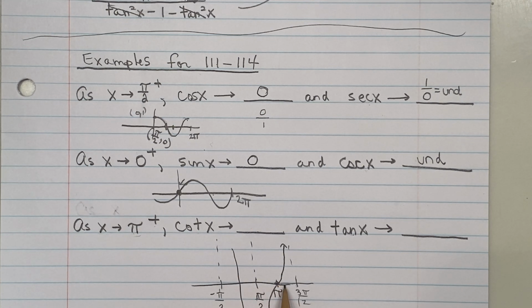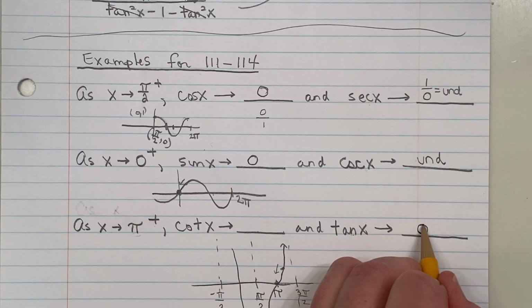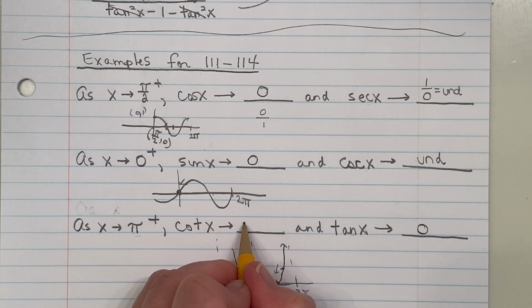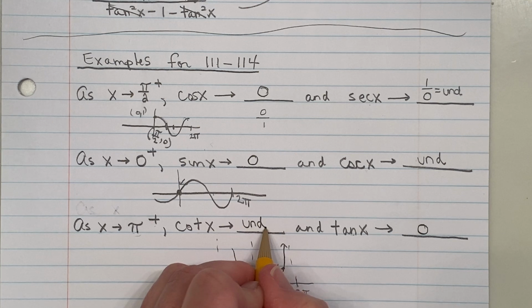So as x approaches pi, here's pi, x equals pi from the right. I'm putting myself to the right of pi, jumping up, and finding the graph. But you want to move down because x coordinates are getting closer to pi. If you go down, what are the y values approaching? 0. The reciprocal of 0 is undefined.